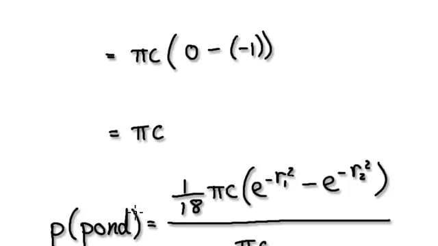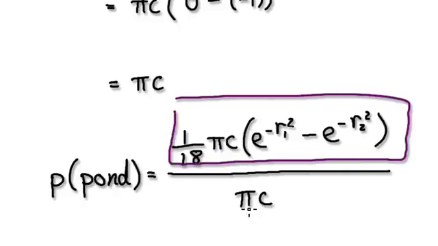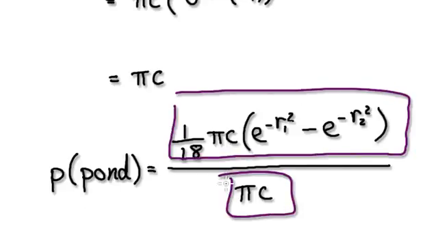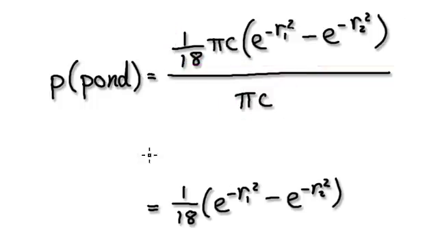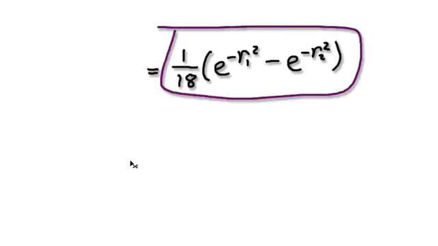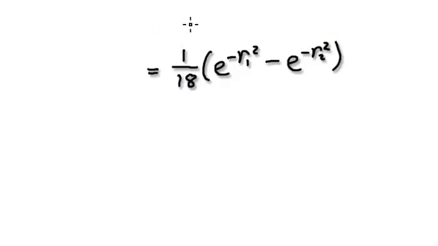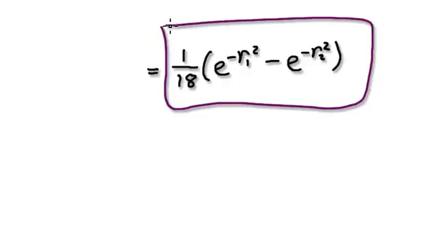Now get the volume of the pond, which is this bit, divided by the whole thing. That will then give you this. So the probability of it landing in the pond is given by this. It's basically the volume of the pond divided by the volume of the whole thing, and it comes to this.